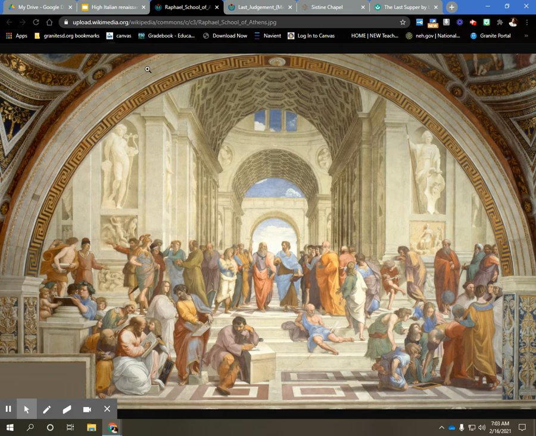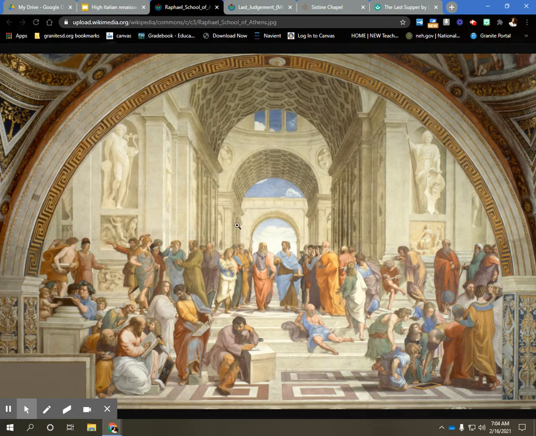So the School of Athens is perhaps the most quintessential Renaissance picture in that what he does here is he paints all of the Western philosophers that have come before, that have written about anything, everything, math, science, history, all of it, philosophy.